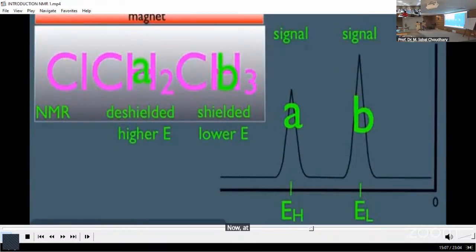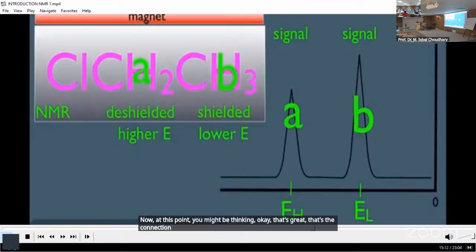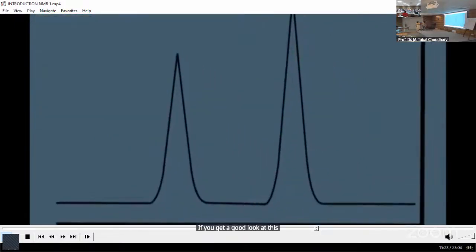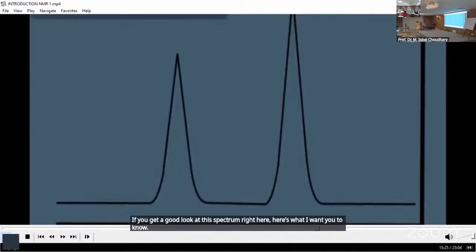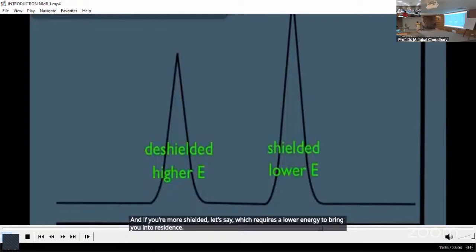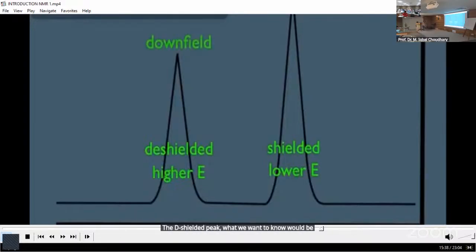Now at this point you might be thinking, okay, that's great, that's the connection of this to organic chemistry, but still, what does this do for me? Well, I'll get to that in a second, but let's pause for some vocab here. If you get a good look at this spectrum right here, here's what I want you to know. If you're more de-shielded, which means it takes a higher energy to bring you into resonance, and if you're more shielded, which requires a lower energy to bring you into resonance, the de-shielded peak, what we want to know, would be more downfield.